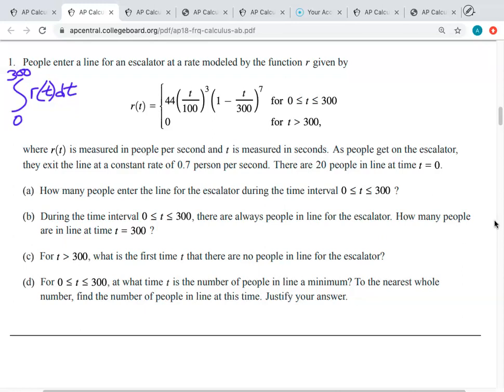It should be a nice number. What did you get for how many people entered the line? Still loading. 270? Faith, is that what you got? I got 270.